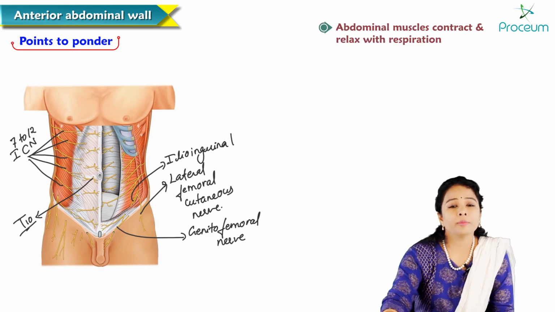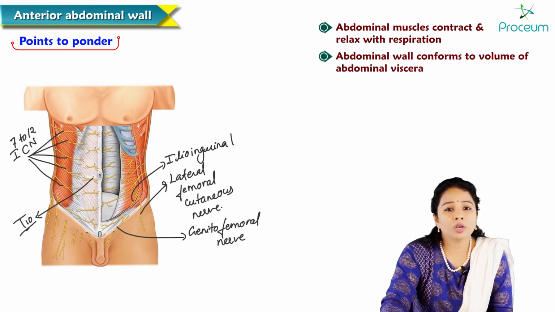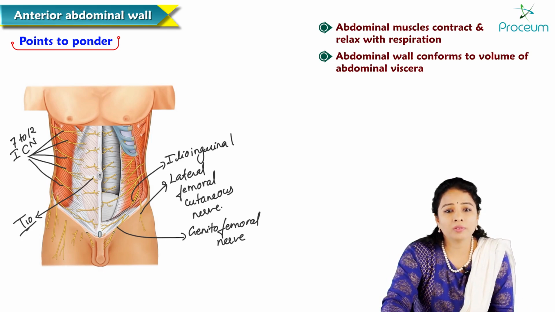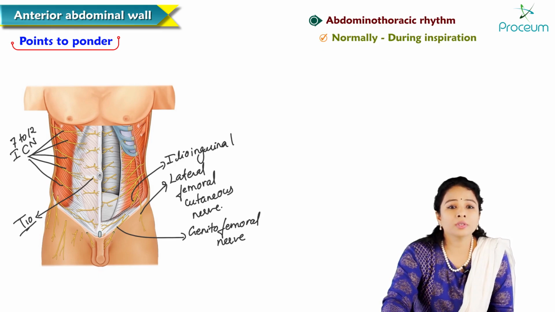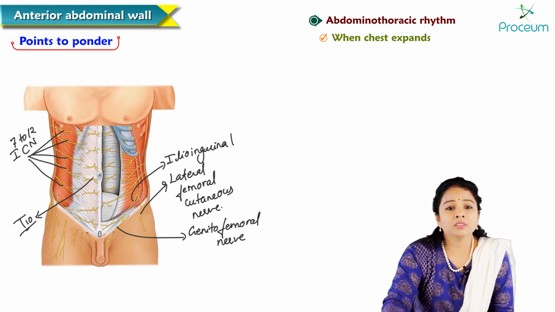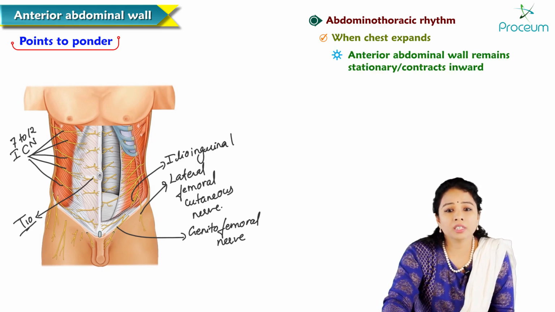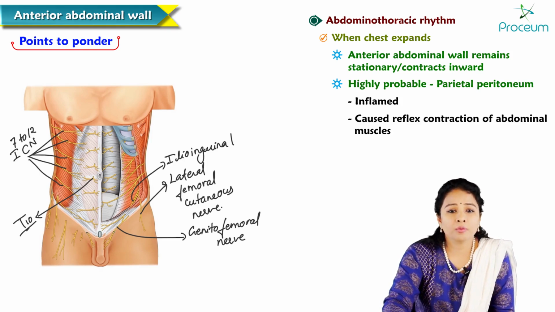The abdominal muscles contract and relax with respiration, and the abdominal wall conforms to the volume of the abdominal viscera. There is an abdominothoracic rhythm. Normally during inspiration, when the sternum moves forward and the chest expands, the anterior abdominal wall also moves forward. If when the chest expands, the anterior abdominal wall remains stationary or contracts inward, it is highly probable that the parietal peritoneum is inflamed and has caused a reflex contraction of abdominal muscles.